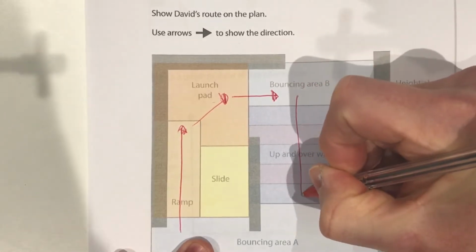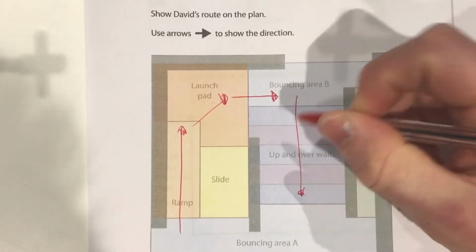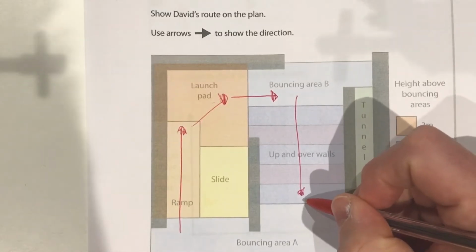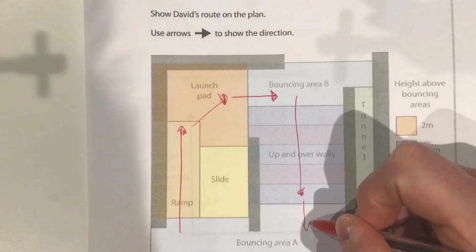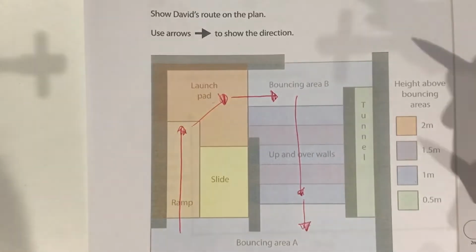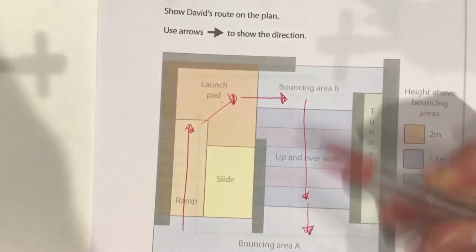straight down here before we finally finish off back at bouncing area A. It's fine if you've done that as a full arrow.